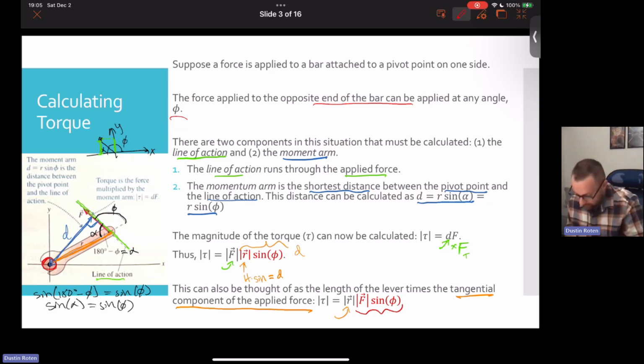But the idea here is that this is just the tangential component of the force, so the piece that's actually pointing at a right angle with the moment arm. Okay, so you can think about sine of phi as scaling r to make it the moment arm, or you can think about phi as grabbing the tangential component of the force.